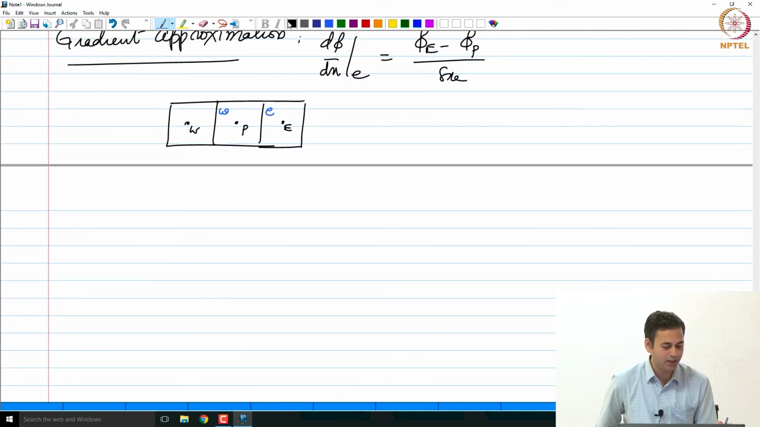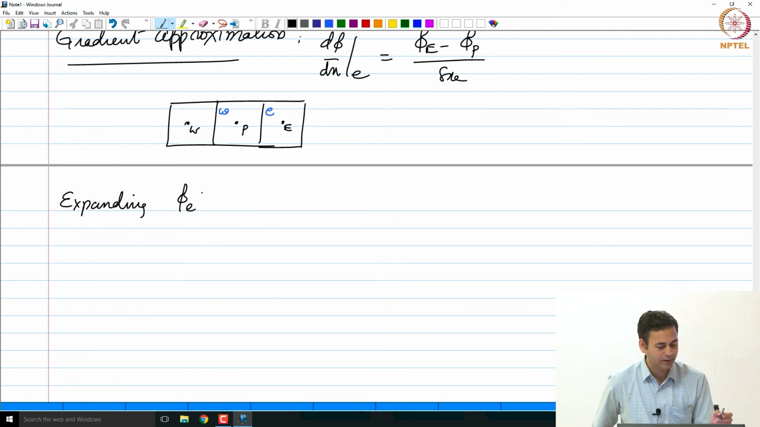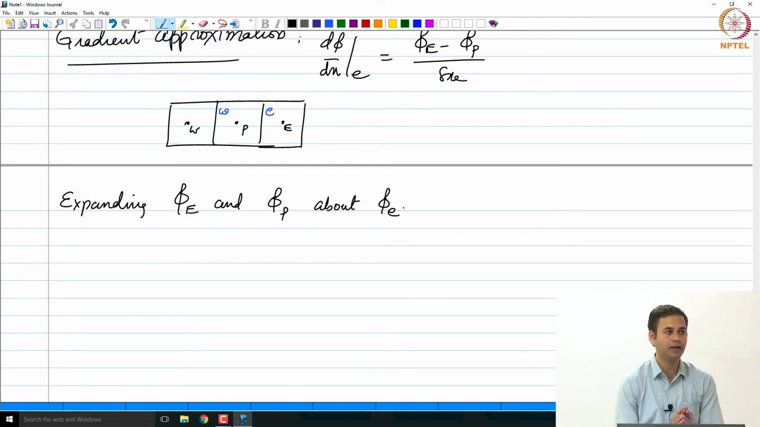Now, let me expand phi P and phi E about the face E. Essentially we are expanding the cell values, phi capital E and phi capital P, about phi east, the face value. We are interested in what d phi dx is at the face. When would I calculate d phi dx at the face? Only if I expand about that term, right. If I expand about phi P, I will get gradients at P. That is not what we want. What we want is d phi dx at face value E.